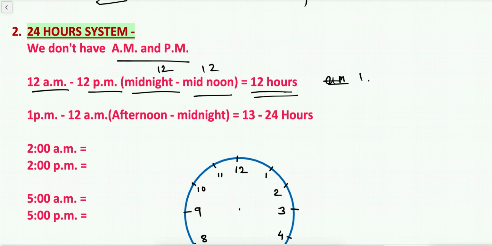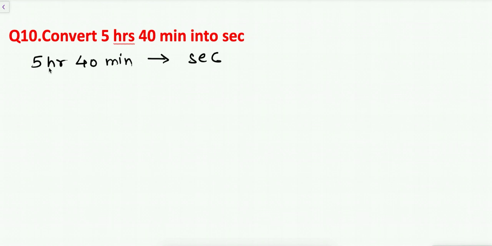Now let's see one more example. 5 hours 40 minutes into seconds. Here none of the units is in seconds, so we have to break it into seconds. First, this is the hour. So the hour we will break into minutes, and then from minutes we will move to seconds. So 1 hour is equal to 60 minutes. So 5 hours will be 5 into 60 minutes, is equal to 5 sixes are 30, 300 minutes.